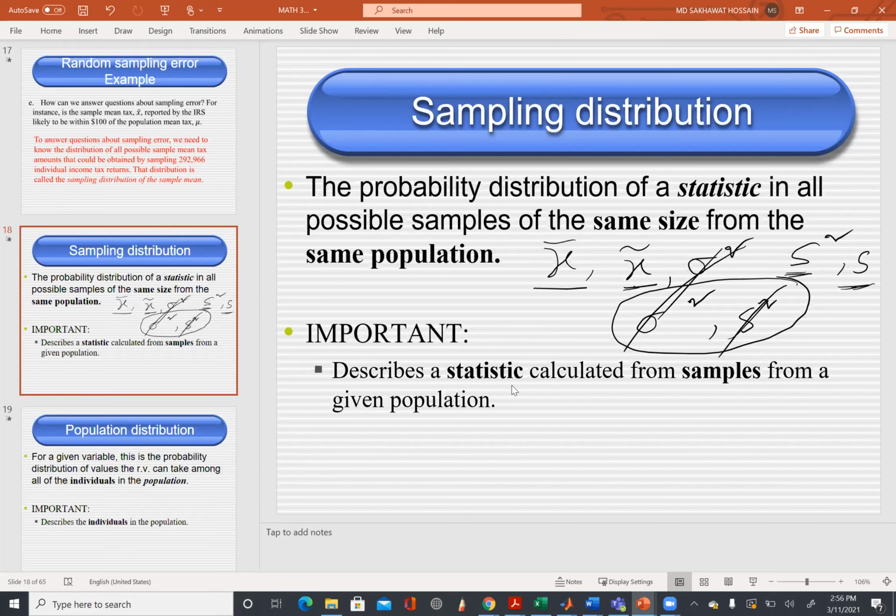So what is the difference between probability distribution and sampling probability distribution? The probability distribution is the distribution for an individual or single random variable. And the sampling probability distribution is the distribution of a statistic.